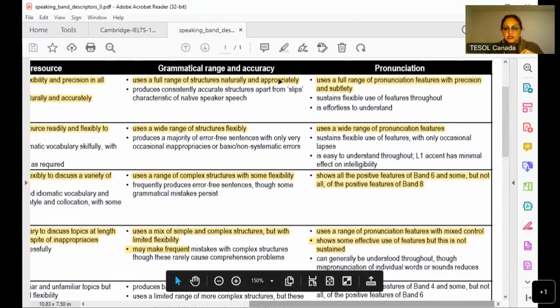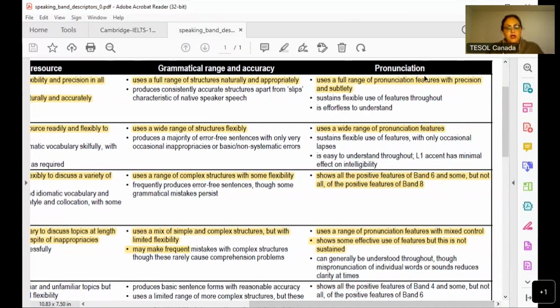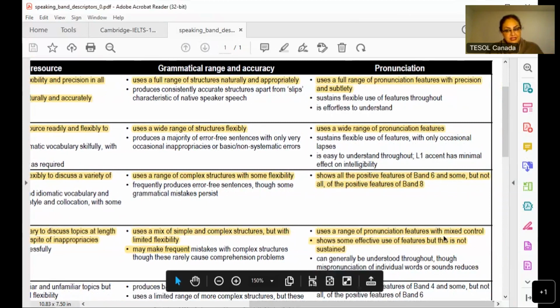And pronunciation, full range of pronunciation features. For band 9, wide range of pronunciation features. Band 8, positive features, but not all. In band 6, uses a range of pronunciation features with mixed control.